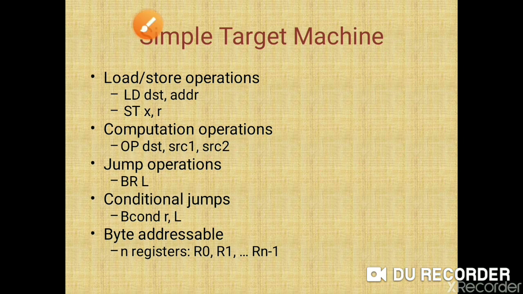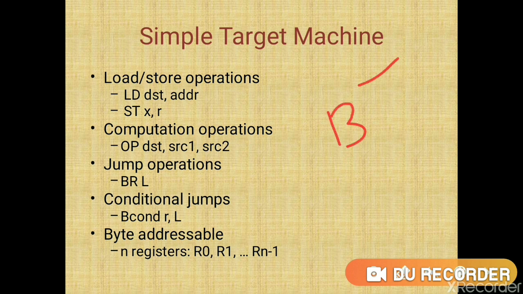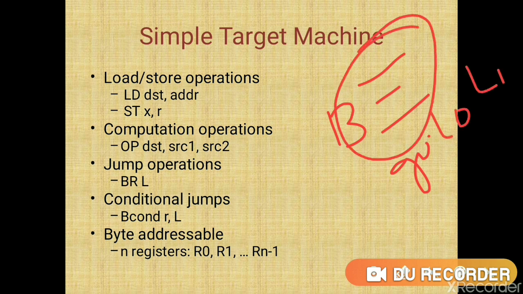Next is the jump operation. Inside the jump operation, one normal jump operation is represented as BR L, branching to a label. If you are given a label, and there is some set of code and you say go to L1, that means after executing some set of statements, with no condition given, you branch to some particular label. That is represented as BR L, branching to a label. That is the normal jump operation.